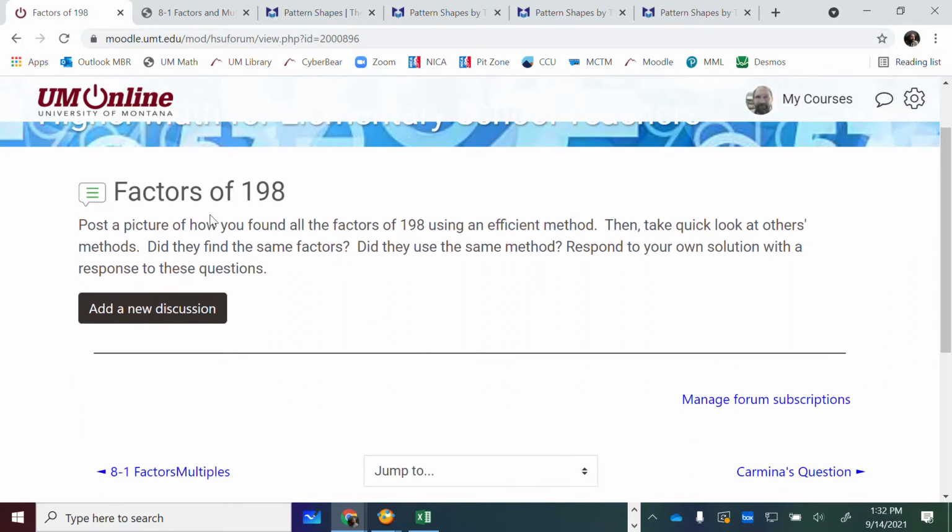Here, what I want you to do is post a picture of how you found all the factors of 198 using an efficient method. And then take a look around at others' methods. Did they find the same factors and did they use the same method? And then respond to your own solution with a response to these questions. So does it look like you're doing the right thing? Is everybody getting the same answer? So please post a quick solution to that as part of today's lectures.